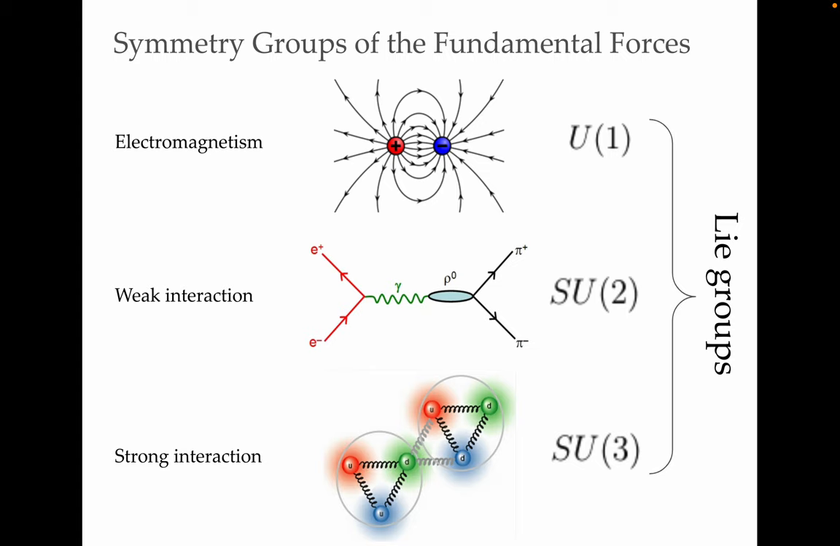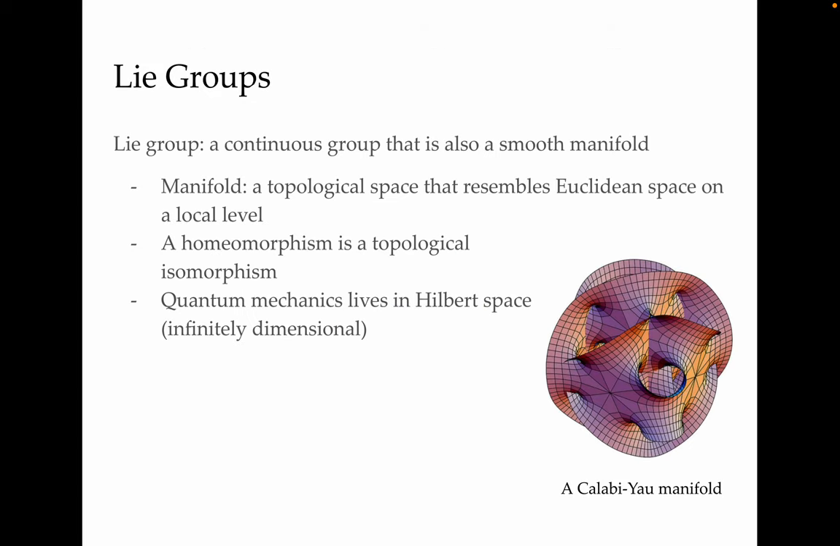But first, these three groups are all what we call Lie groups, so let's talk about what those are. We can think of a Lie group as a type of continuous group that is also a smooth manifold. Topologically, a manifold is a space in which each point has some neighborhood around it that resembles Euclidean space, at least on a local level. So we can say that the neighborhood is, in fact, homeomorphic to an open subset of Euclidean space, where homeomorphic essentially means isomorphic in a topological context.